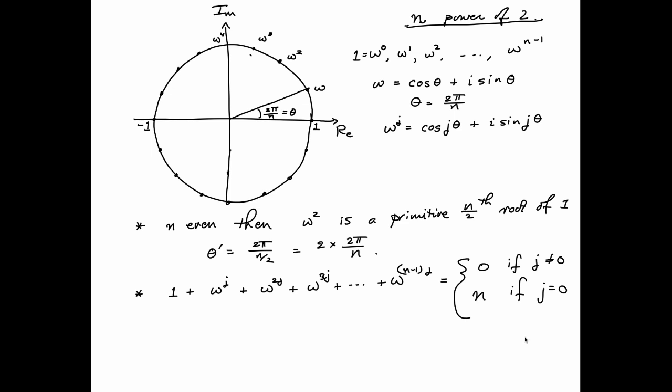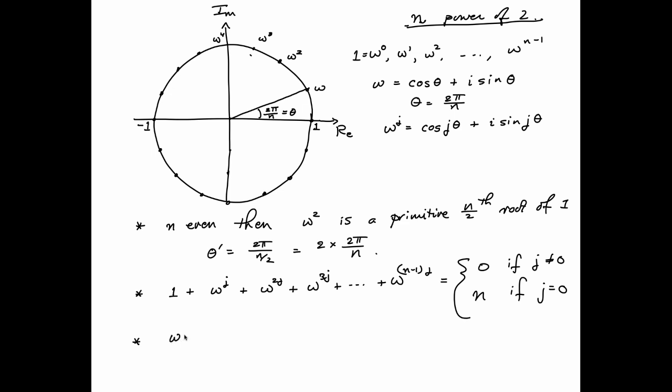Okay, so how would you actually prove this? Well, this is a geometric series, so you can use the formula for the sum of the geometric series, and you'll easily see that the answer is 0 in this case, and you can of course trivially see that it's n in this case. Now there's a third property of omega that we'll actually be relying on.